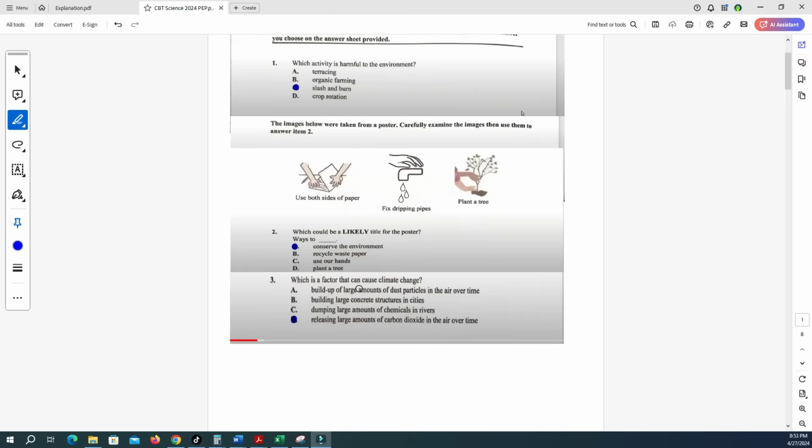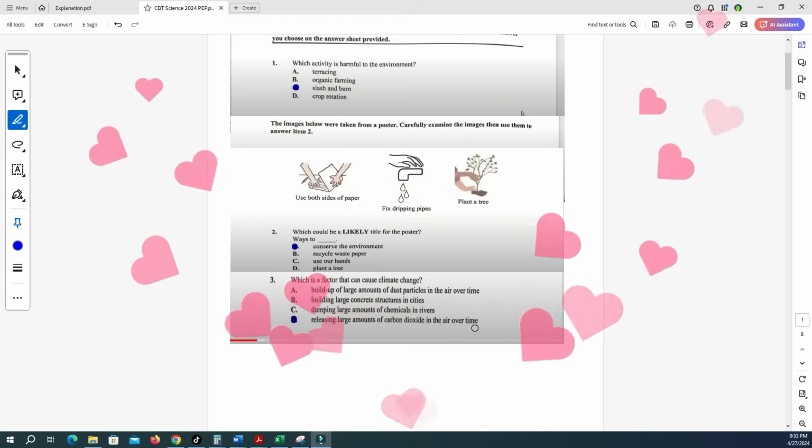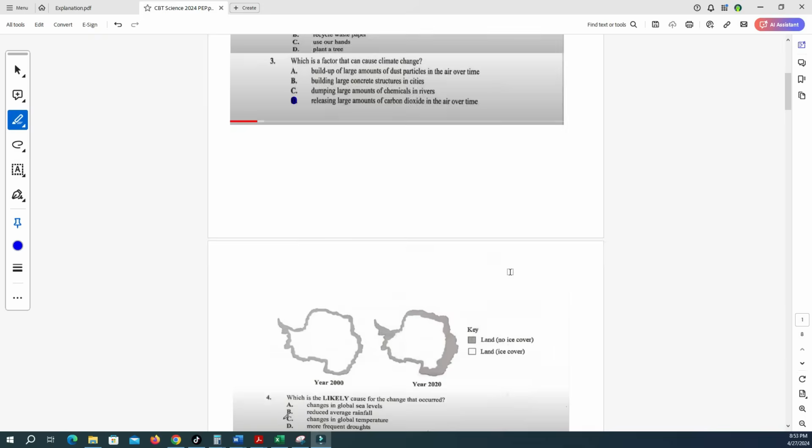Which is a factor that can cause climate change? I chose releasing large amounts of carbon dioxide in the air over time. So that would be D.